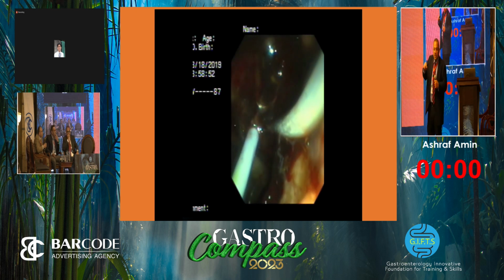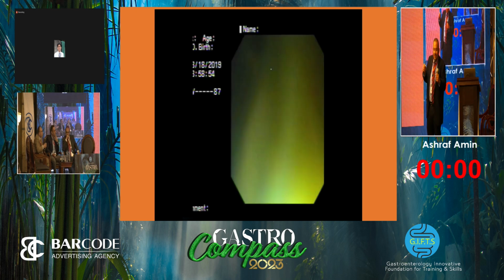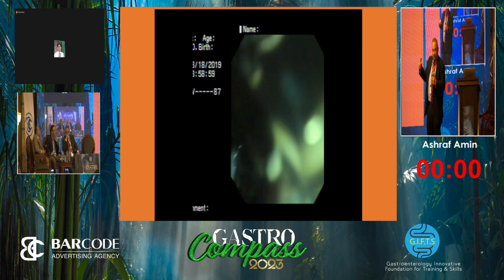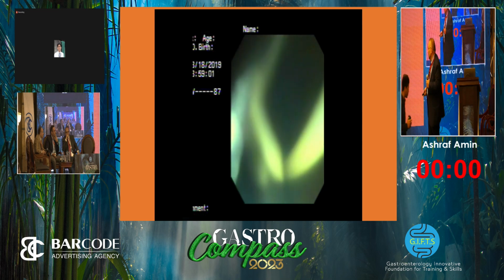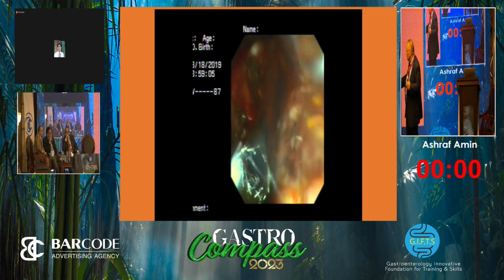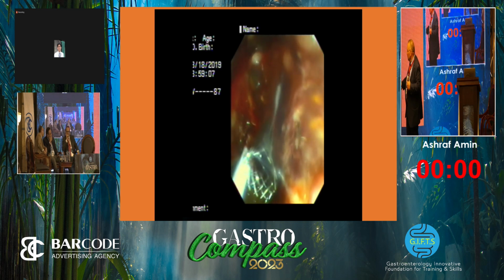Because when you are pulling with foreign body forceps, you cannot control it exactly, and perforation may happen. But with the snare you can hold it. So this is the second step here. The second stent is done here, and there is a bus coming.